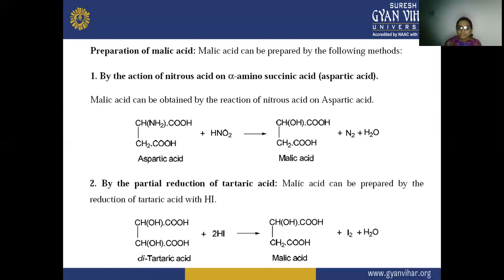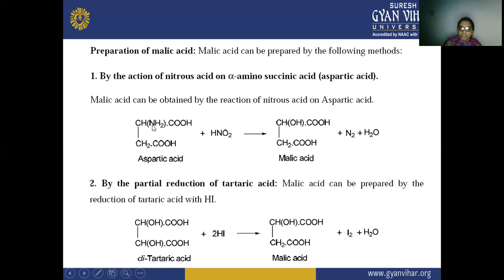There is a formation of malic acid here, plus iodine, plus a water molecule removed from here. So the first method for the preparation of malic acid is by the action of nitrous acid on alpha aminosuccinic acid. Here malic acid can be obtained by the reaction of nitrous acid on aspartic acid. You can see that the amino group is removed from here, and OH is attached to this carbon atom, and because two nitrogens are present, nitrogen gas is given off.